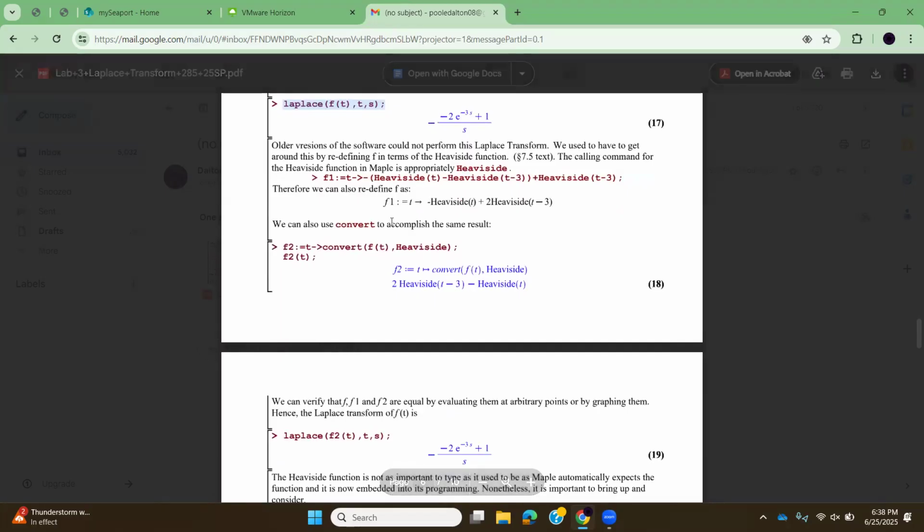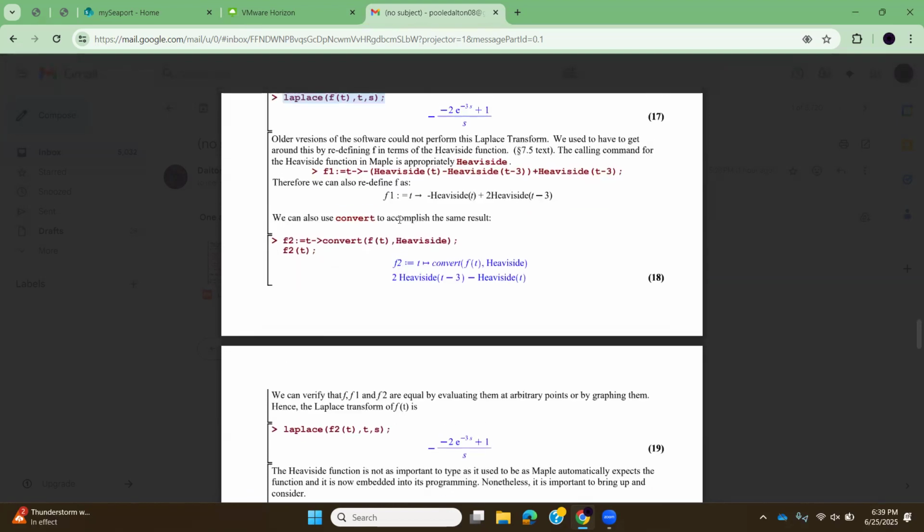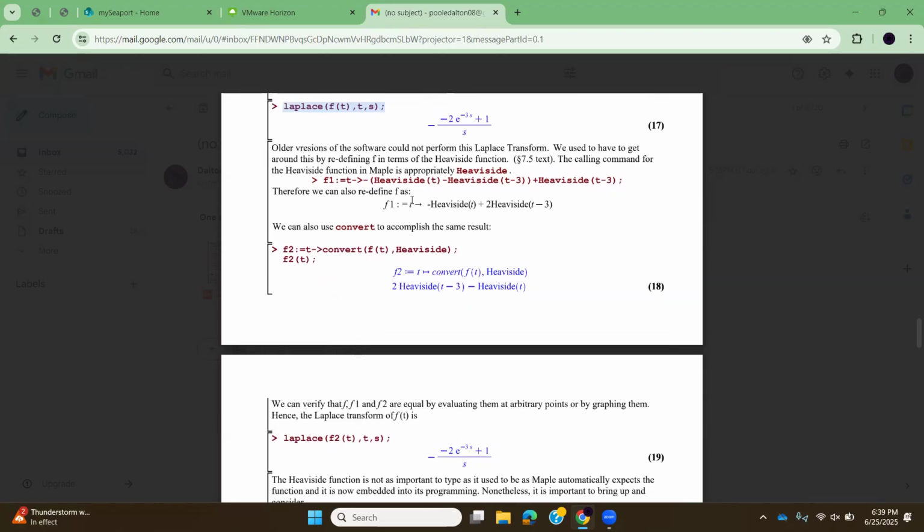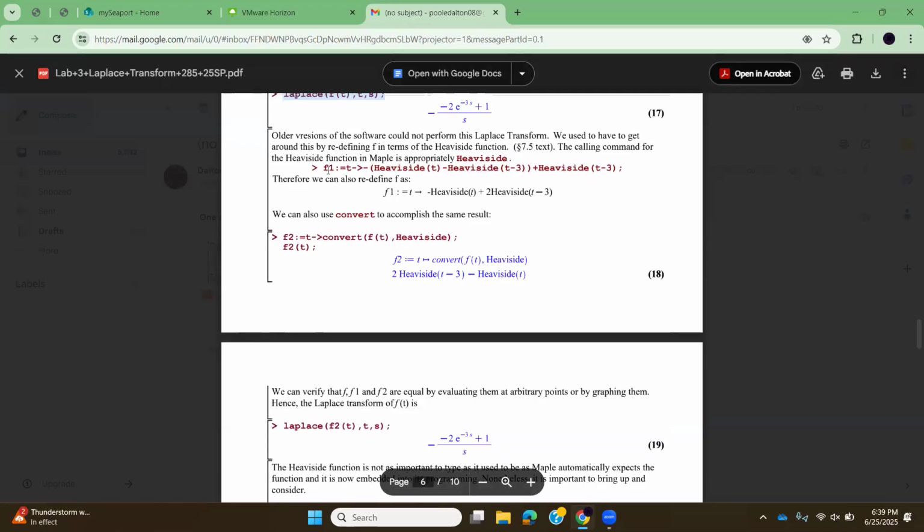And then okay, so it's saying older versions couldn't do it, and we have to get used to getting around this by redefining it in terms of the Heaviside function. And there is a calling command for the Heaviside, called Heaviside. And so what that's saying is we can redefine f, or you could use just the convert, and that'll do the same thing. So we'll go ahead and do both of those.